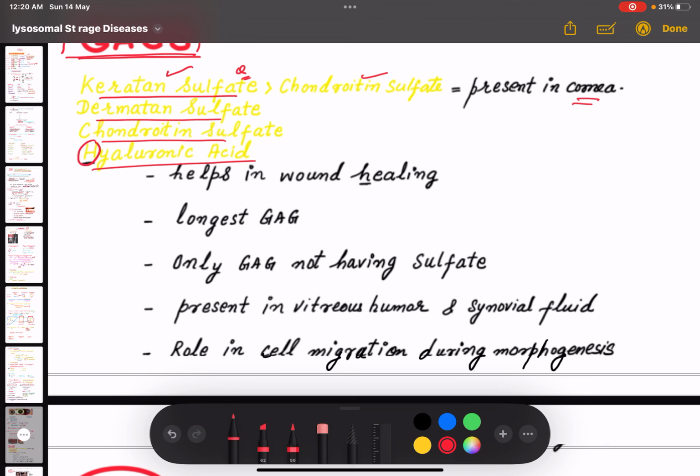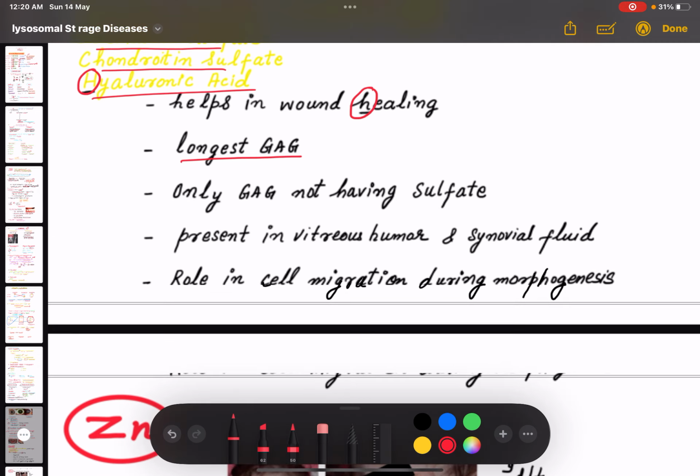This hyaluronic acid: H for hyaluronic acid and H for healing. It helps in wound healing, and it is the longest GAG. Hyaluronic acid is the longest GAG and is the only GAG not having sulfate, and it is present in vitreous humor and synovial fluid, and it has a role in cell migration during morphogenesis. When the structures of the baby are formed, during that period the cell migration occurs, and it has a role in that.